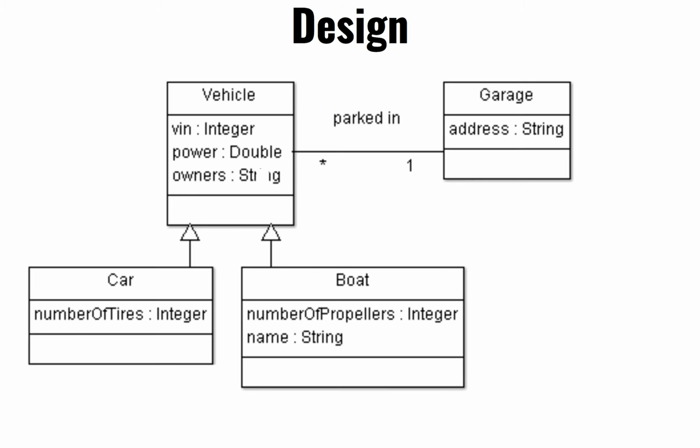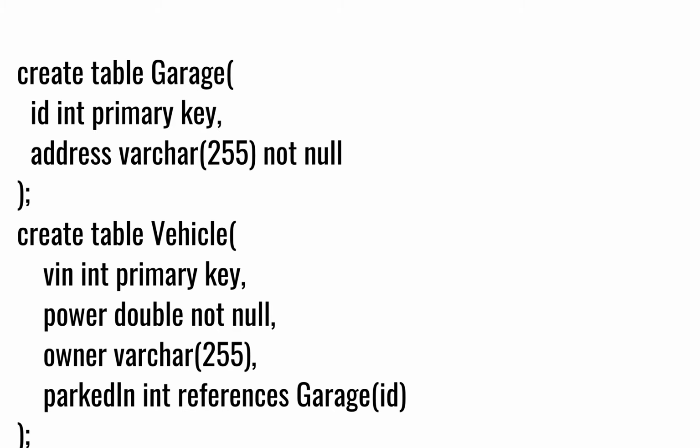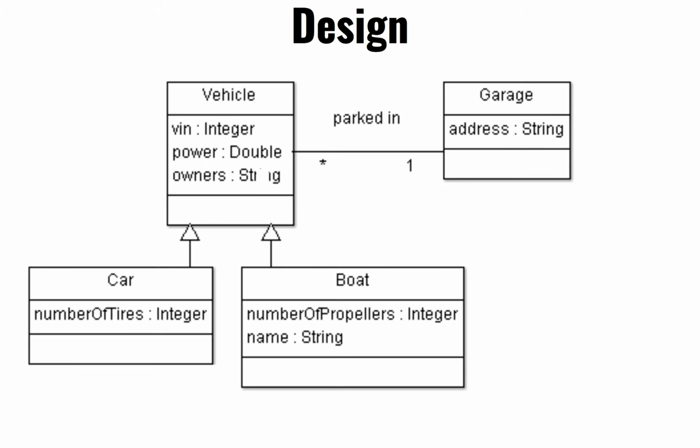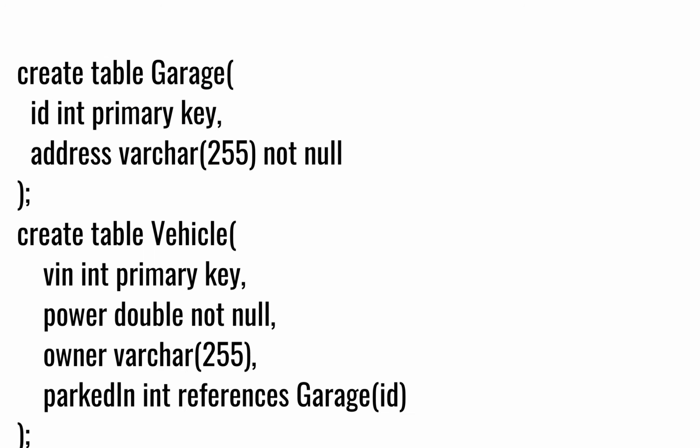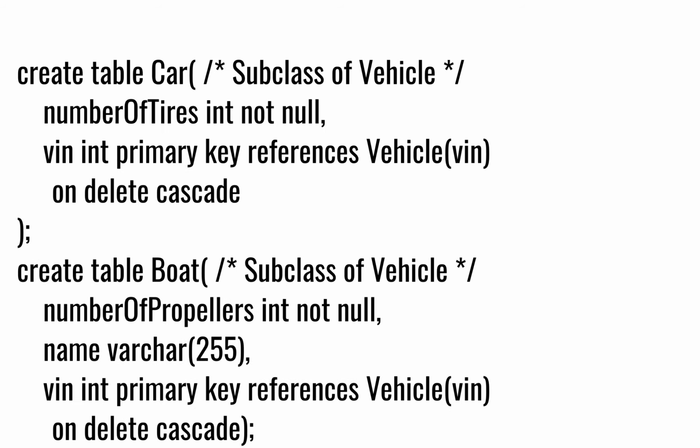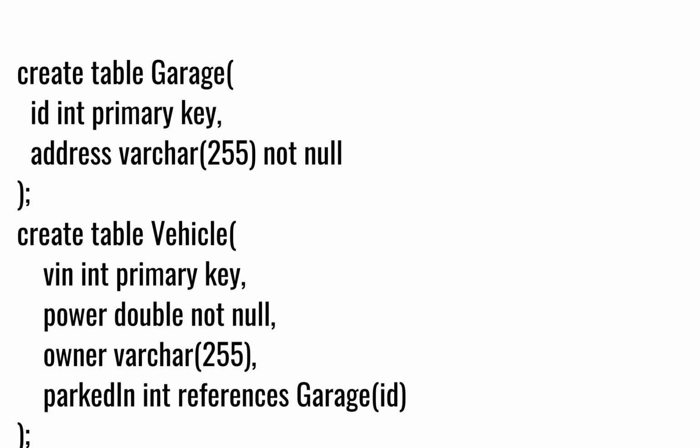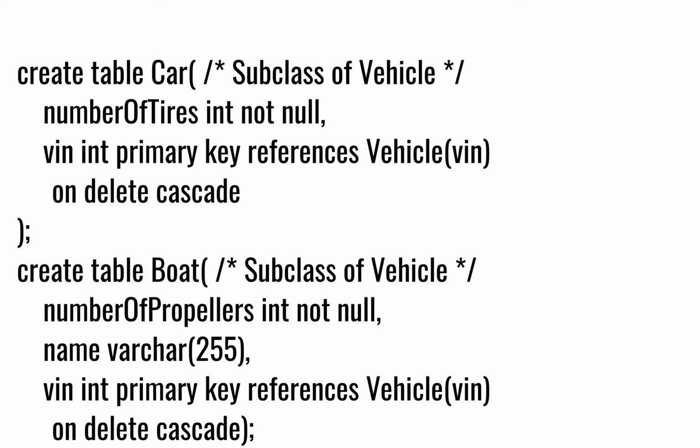So here's a diagram of a car and a boat, both of them being vehicles, and a garage having many vehicles parked in it. And here's the garage table, having a one-to-many relationship with the vehicle. So the vehicle points, as a foreign key, to the garage. And then here we have the base class vehicle, inherited by the car and the boat. Notice that both of them have a primary key, but the same primary key is also a foreign key reference to the vehicle. So there's a one-to-one relationship between the two. So these are subclasses. Again, this is one of two or three more ways of representing this.